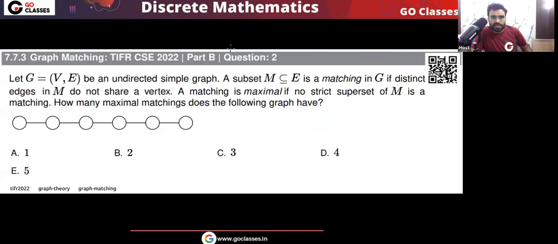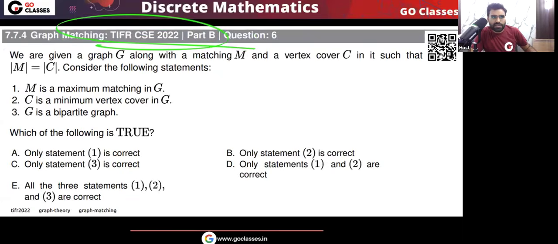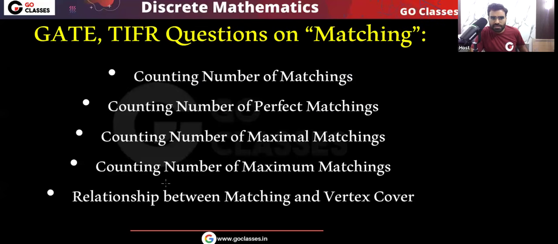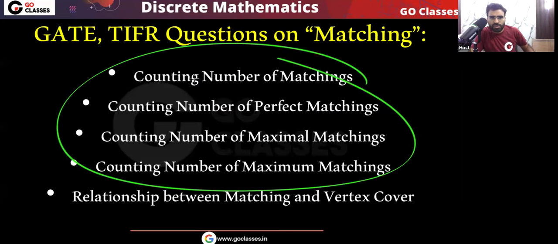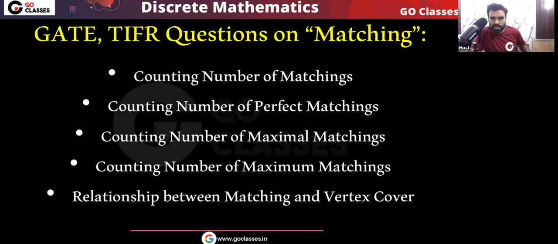You can see this is a TIFR 2022 question. They are asking the number of maximal matchings in this path graph on 6 vertices. This other TIFR 2022 question is based on the relationship between matching and vertex cover. So there are questions based on the relationship between matching and vertex cover, and questions based on counting the number of matchings, maximal matchings, perfect matchings, and so on.